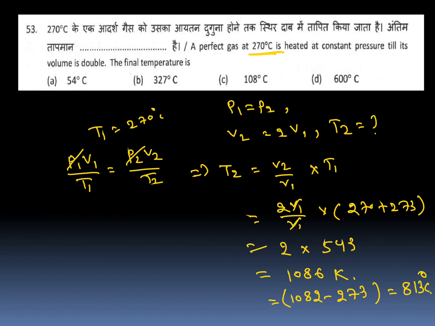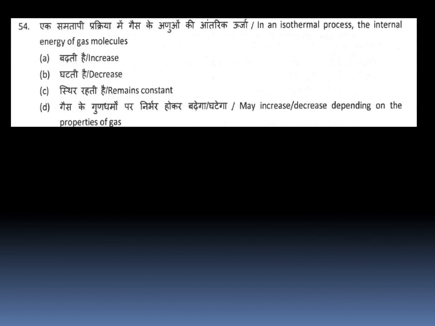In an isothermal process, the internal energy of a gas molecules, in isothermal process, internal energy remains constant. C is your answer. mCv dT, dT is constant. So it's 0, dT is 0. So this is constant. E2 equal to E1.